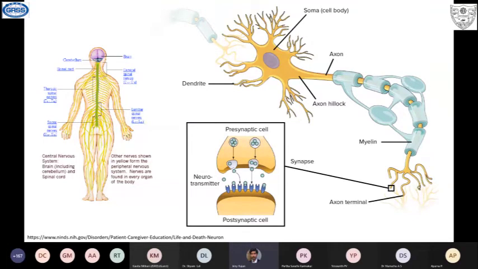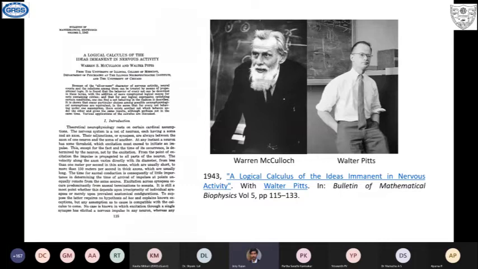Inspired by the working of the biological neuron, Warren McCulloch and Walter Pitts designed a mathematical model of it. We cannot compare the model developed by McCulloch and Pitts with the biological neuron, because the biological neuron is very complex, but the model that they developed is a very simple model that emulates a biological neuron. Their work was published in 1943 in the Bulletin of Mathematical Biophysics, and this is the title of their paper: A Logical Calculus of the Ideas Immanent in Nervous Activity. This is the first paper that introduced the artificial neuron, and it is considered a classical paper in artificial intelligence and neural networks. We will see what their contribution in this paper is.